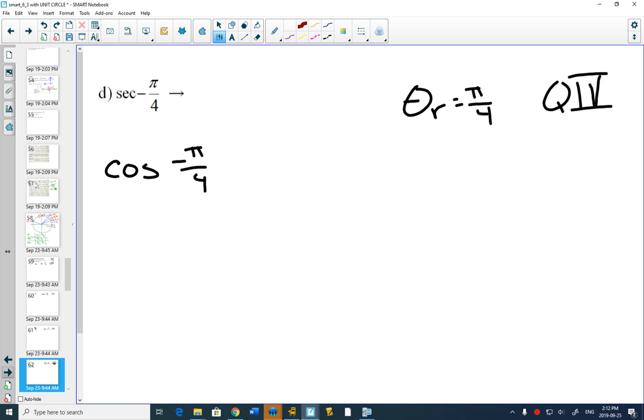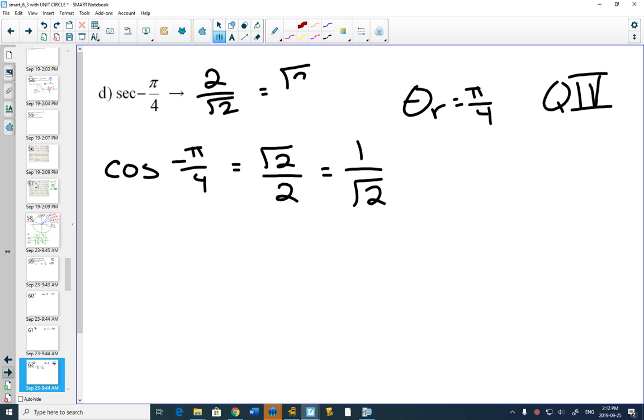Well, we've got all the information here. Pi over 4 family for cos is root 2 over 2. Quadrant 4, cos is positive. So secant of negative pi over 4 will be 2 over root 2. Do you remember when we did our special triangle that root 2 over 2 was the same as 1 over root 2? And if I had 1 over root 2 and did the reciprocal, I'd get root 2 over 1.